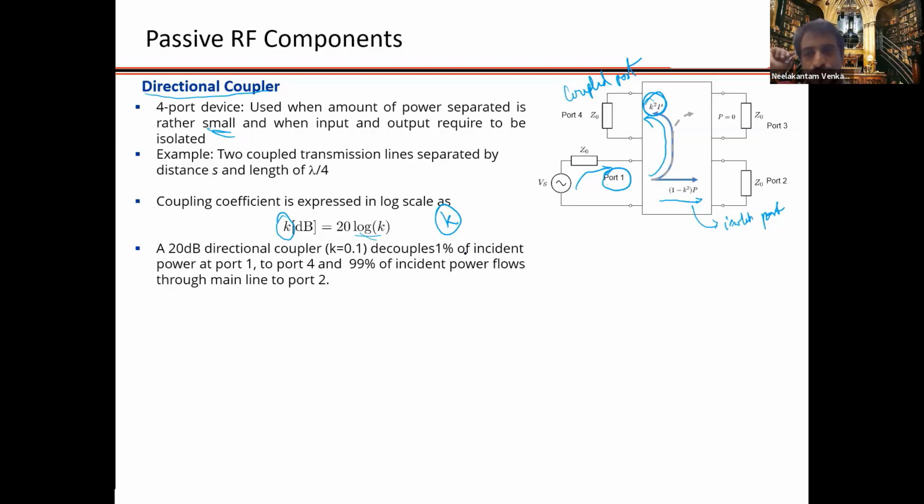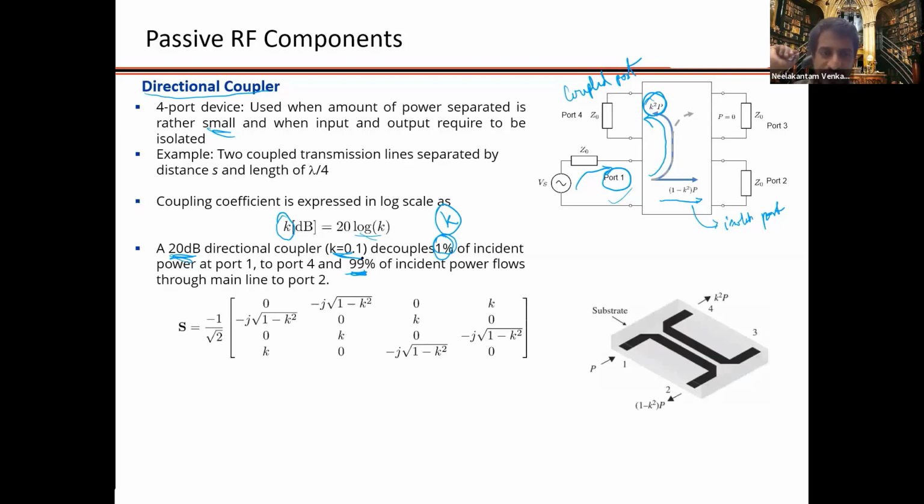For example, if you just want a 20 dB directional coupler, then K equals 0.1. That means the power that gets coupled into the coupled port, that I get at port 4, is going to be just 1%, 0.1 times the input power, whereas the 99% rest of it goes into port 2.